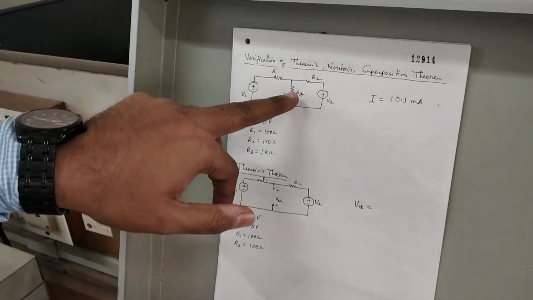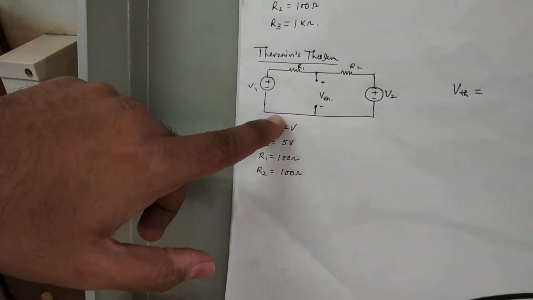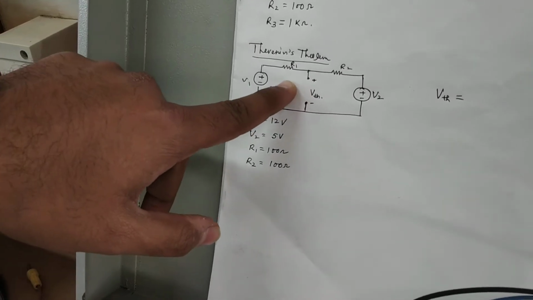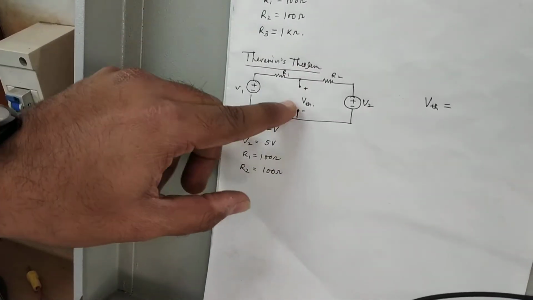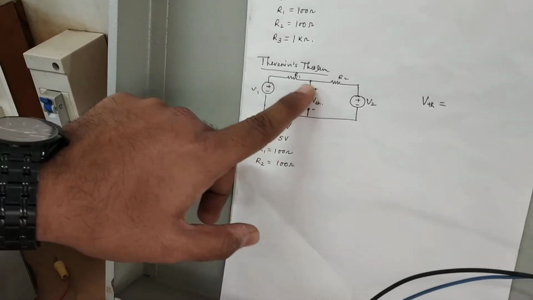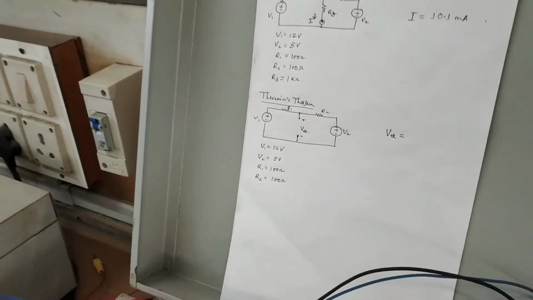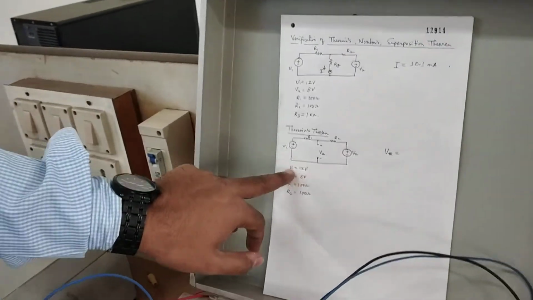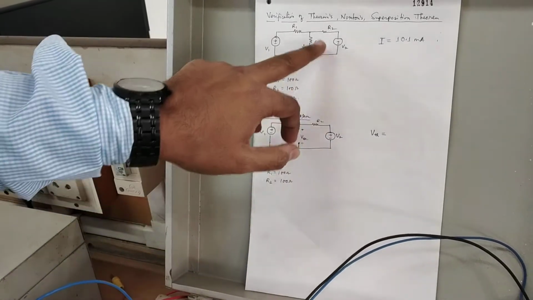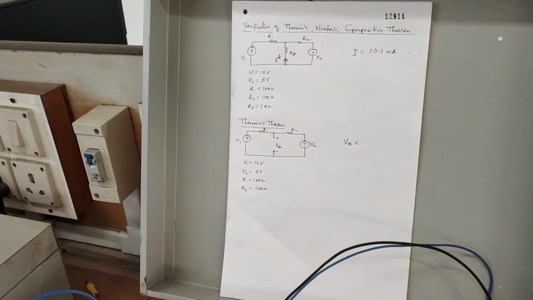So if you remove this R3, then the equivalent circuit will look like this. You see, R3 has been removed and this branch is totally open, so we should measure Thevenin voltage, VTH for Thevenin. You see, V1 and V2 are kept as 12 and 5 volt, R1 and R2 are 100 ohm as before, but R3 has been eliminated by open circuiting it. So let us develop this network.